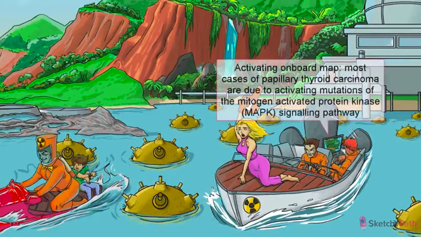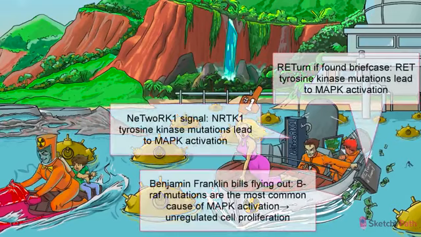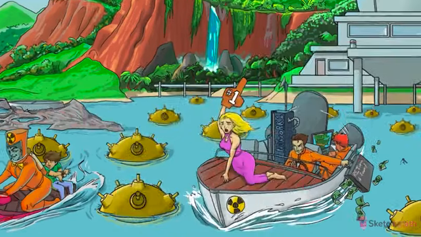The pathogenesis of most cases of papillary thyroid carcinoma involves the mitogen-activated protein, or MAP kinase, signaling pathway. The MAP kinase pathway is activated as a result of rearrangements of the RET and NTRK1 tyrosine kinase genes and point mutations in BRAF, the latter being the most common. Overall, these changes result in unregulated cell proliferation. Our recurring sketchy symbol for BRAF is Benjamin Franklin, of course. Hence the proliferation of Benjamin Franklin $100 bills from that briefcase.